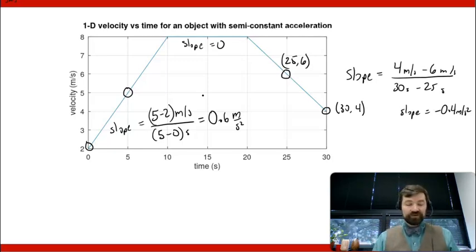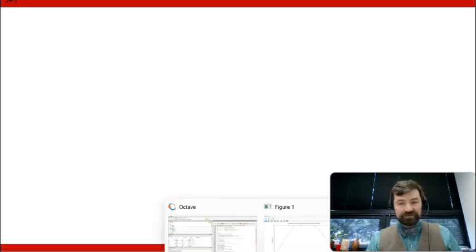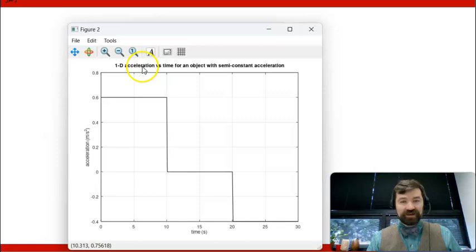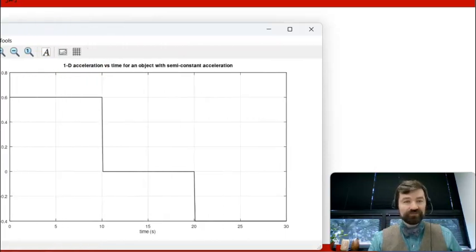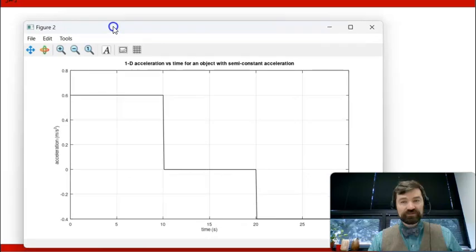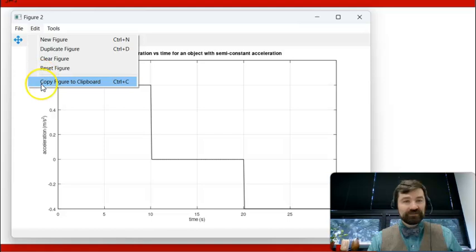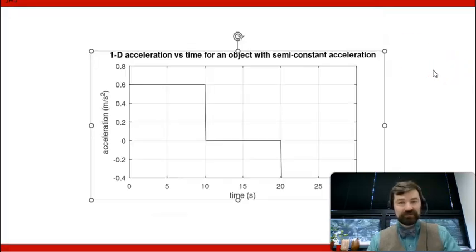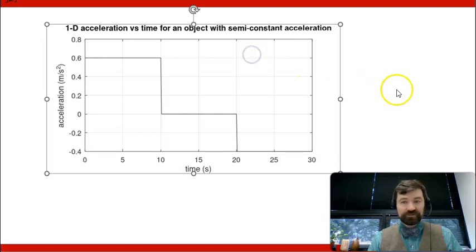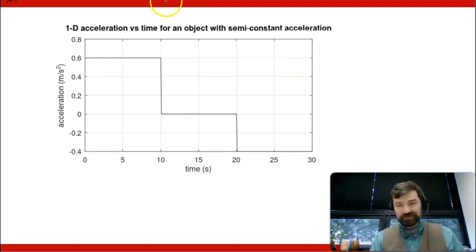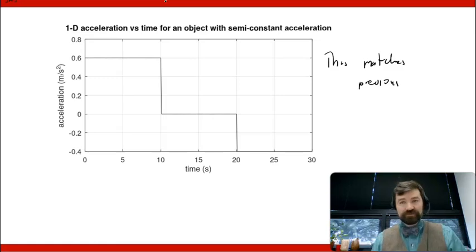So if I were to put all those things together into a coherent plot, I would in fact get basically the plot that I have right here that I was showing before for acceleration versus time. So let's just copy that over into here. And so this one matches the previous graph. And it does so by taking slopes.